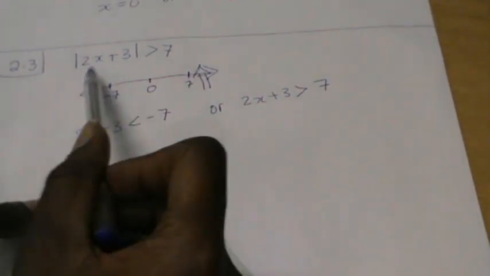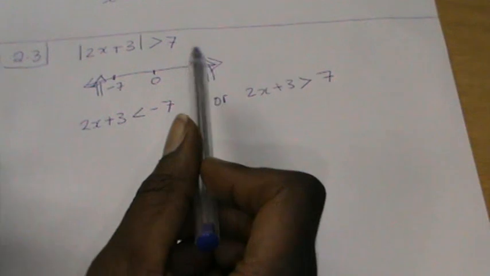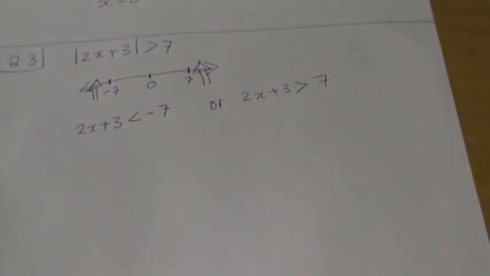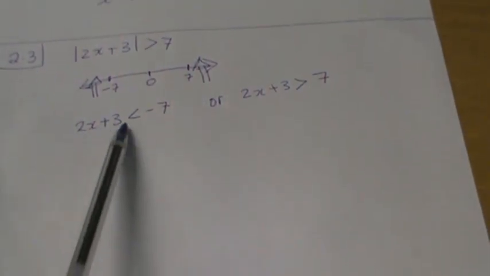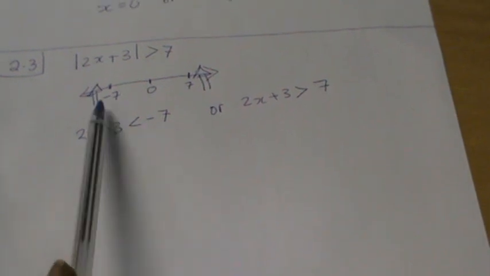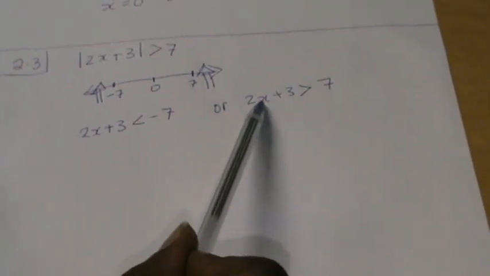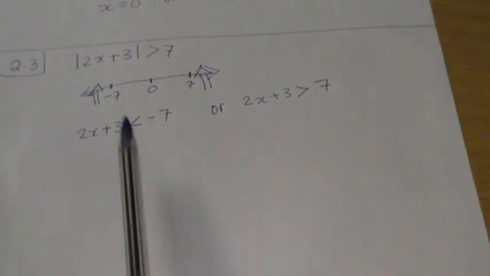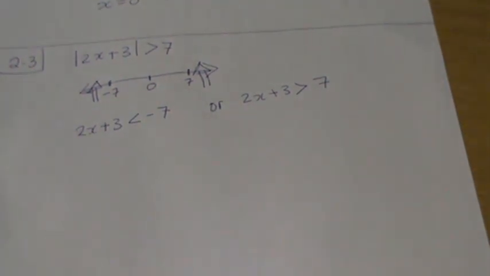Okay, so you don't always need to draw this number line. It's just to have an intuitive understanding of why I say 2x plus 3 is less than minus 7, just because of the distance, and why I say 2x plus 3 is greater than 7. So now I have two inequalities. You know how to solve them. Everything with x on one side, everything without x on the other side. And just keep in mind that when we divide with inequalities, if I'm dividing by a negative number, the inequality should change direction.